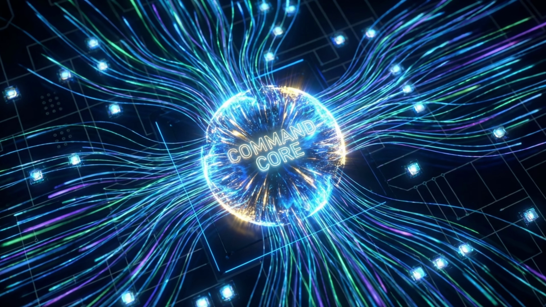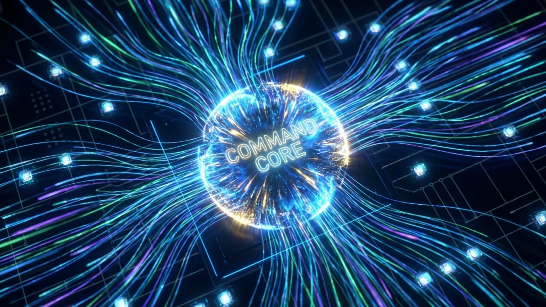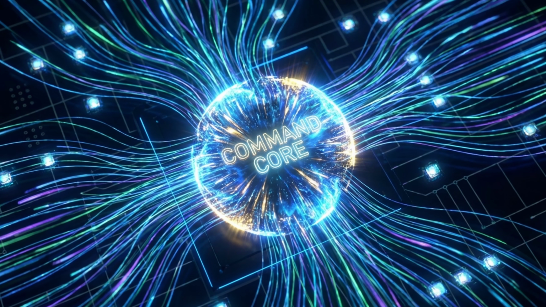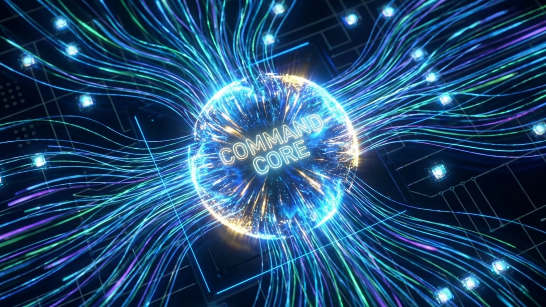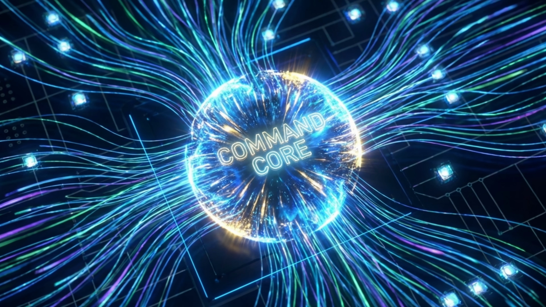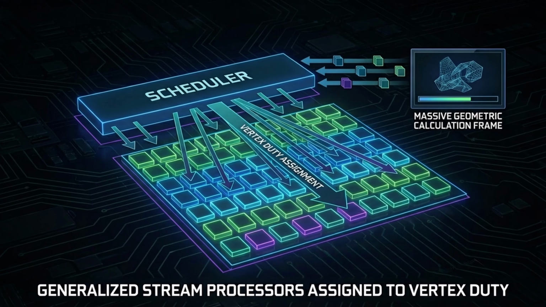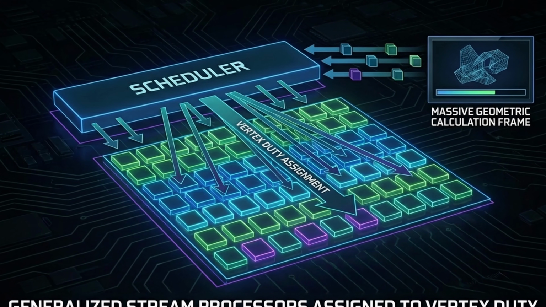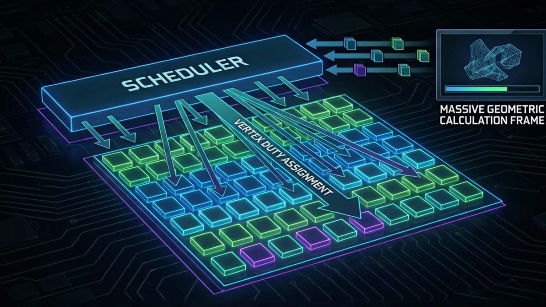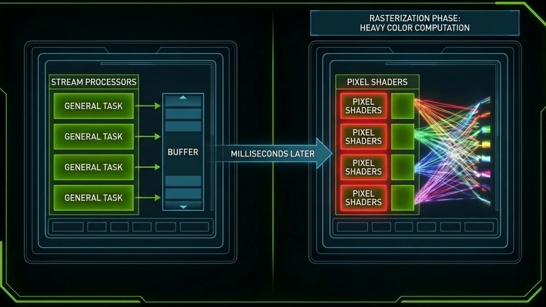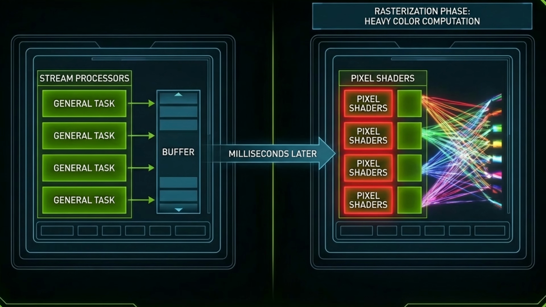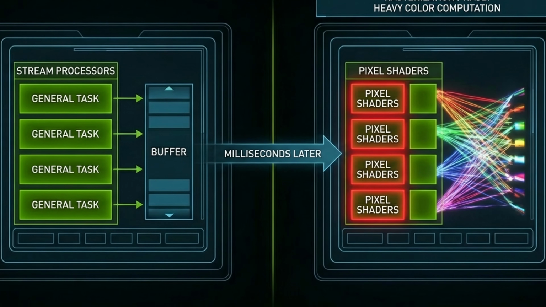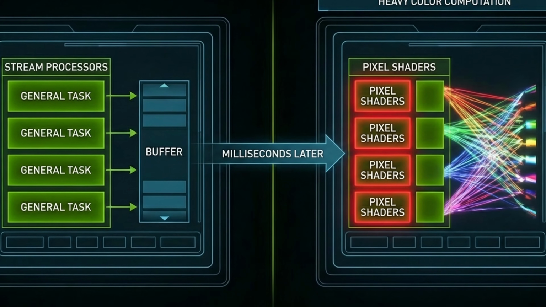In a unified architecture, these highly flexible stream processors are dynamically allocated by an ultra-threaded dispatch processor on the fly, responding instantly to the exact needs of the software. If a frame requires massive amounts of geometric calculation, the scheduler assigns nearly all of the generalized stream processors to vertex duty. Milliseconds later, as the frame moves into the rasterization phase and requires heavy color computation, those exact same processors are reassigned to act as pixel shaders.